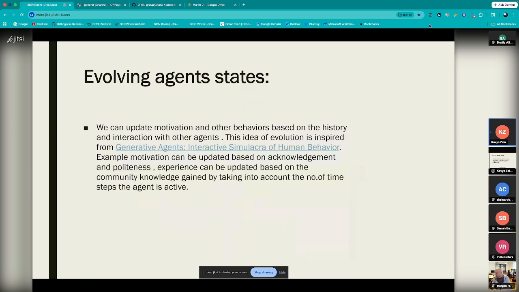So I'm also thinking of evolving the agent states. Again, this is derived from the interactive simulacra paper, where people update the states using the memory and the type of interaction they have. So we can have updating motivations through experiences, like if a person is replying politely, motivation increases, or by conversing more, we gain much more experience.